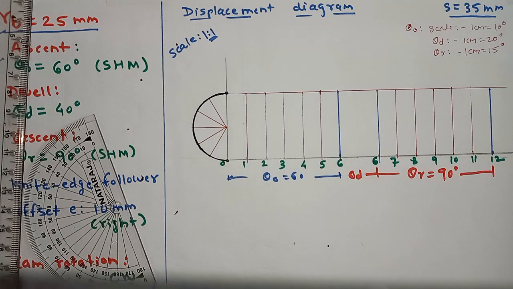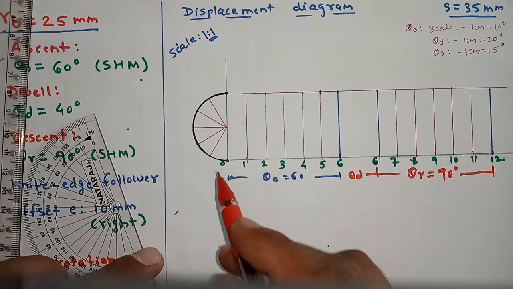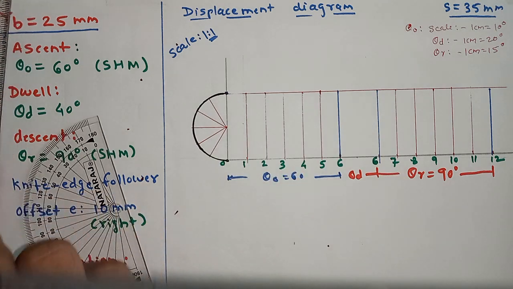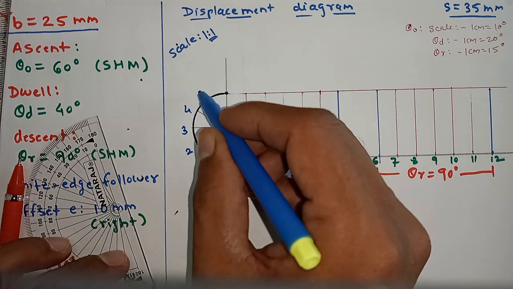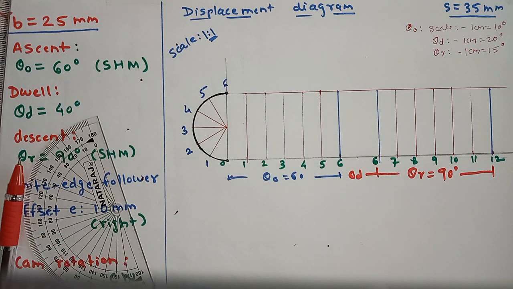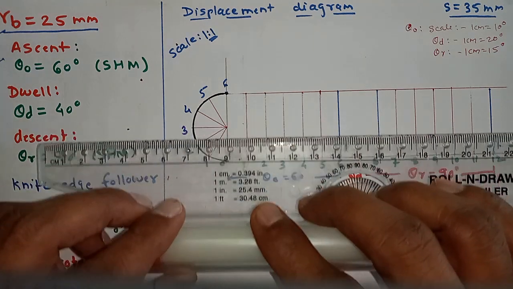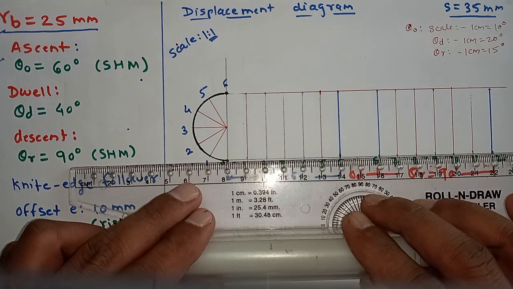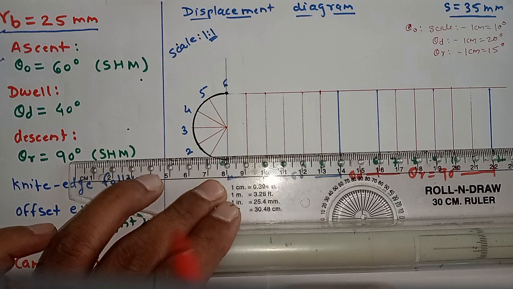Now let us number these divisions in proper sequence. First stroke is outstroke, during which the follower is rising. So I will number these divisions from bottom to top: 1, 2, 3, 4, 5 and 6 is division number 6. Now I will project these divisions on to the divisions of the outstroke using horizontal lines parallel to the x-axis. So this is my first division.